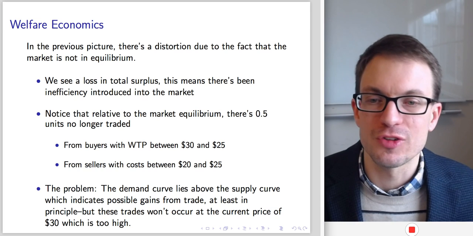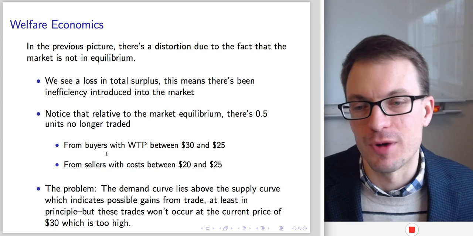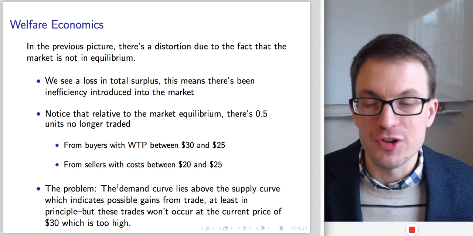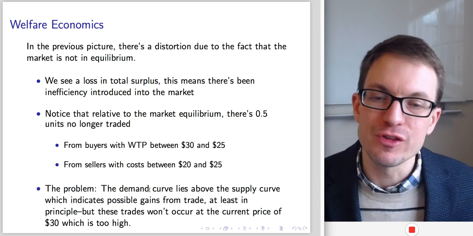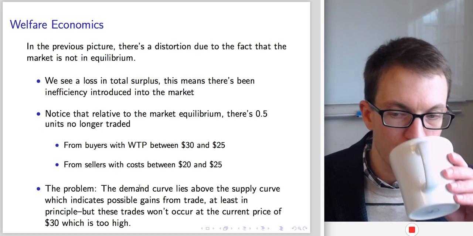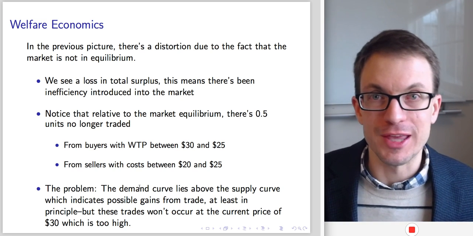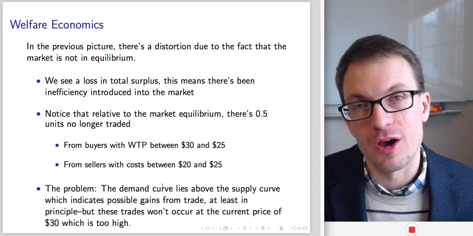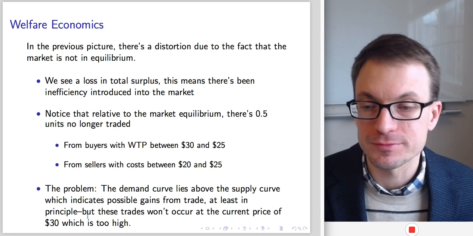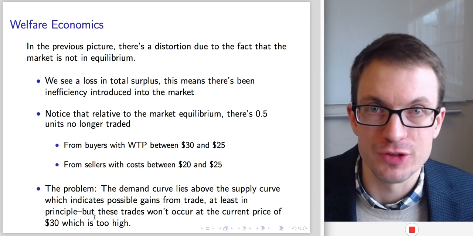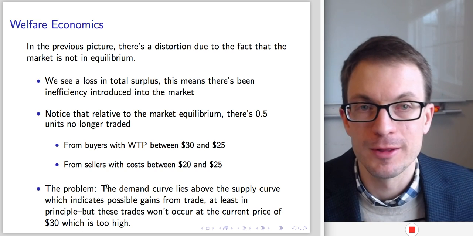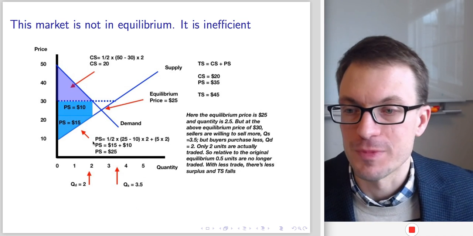Well, buyers with a willingness to pay between $30 and $25 dropped out of the market, and sellers with costs between $20 and $25 dropped out of the market. Now, what's the problem? Where's the inefficiency? The demand curve over this half unit between the amount actually traded and the equilibrium quantity lies above the supply curve. So this indicates possible gains from trade. It tells us the buyers are willing to pay more for those goods than they cost to produce. Nevertheless, those trades don't occur. So we're sacrificing mutually beneficial trades. That's inefficient, right? These trades would happen at the equilibrium price of $25. The trades don't happen at the above-equilibrium price of $30. Price is too high. So that corresponds to these units right here.